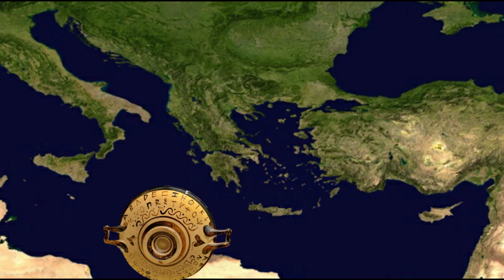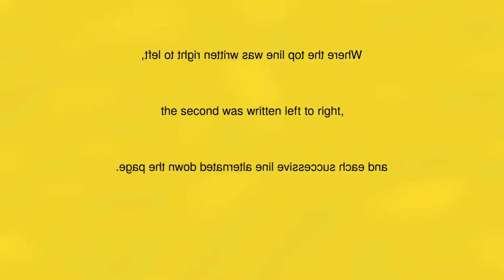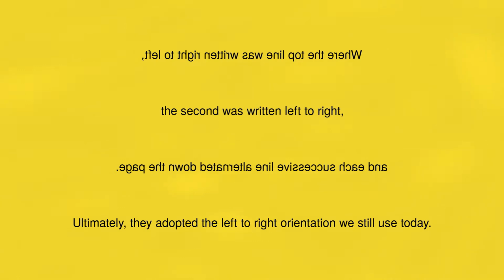The Greeks also experimented with the orientation of their writing, at first writing from right to left as Egyptian and Phoenician writers did, then experimenting with so-called ox-turn writing, where the top line was written right to left, the second was written left to right, and each successive line alternated down the page. Ultimately, they adopted the left to right orientation we still use today.